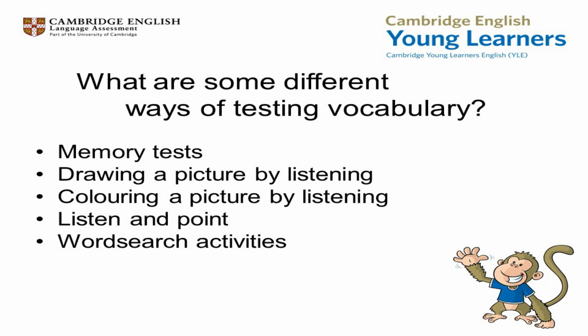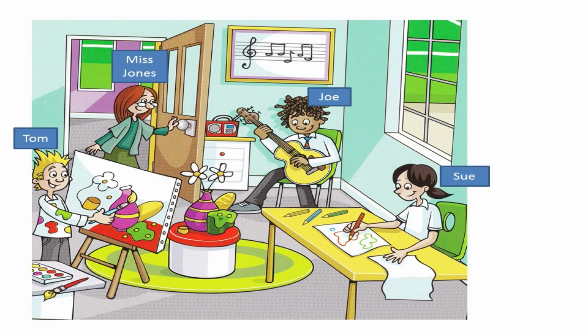Another idea is to do word puzzles such as word search, grids, or crosswords. So let's try a memory test activity using a picture from the Cambridge English Starters Word List picture book. Please take a look at the picture and note the names that have been given to the characters in the picture. We have Miss Jones, Tom, Joe, and Sue.